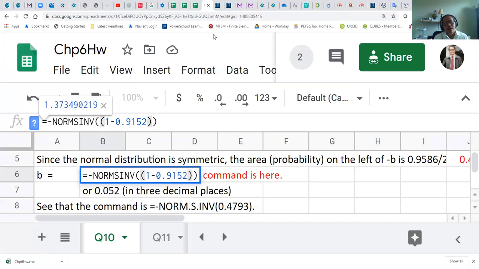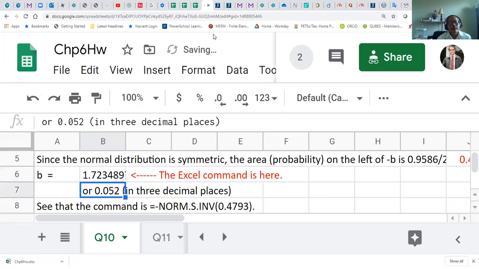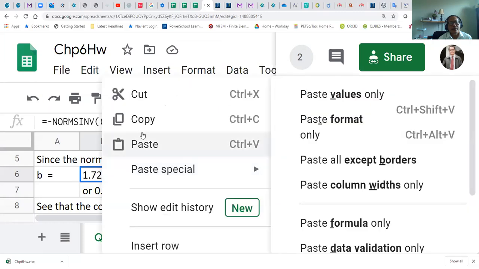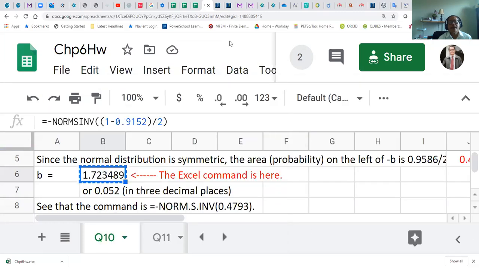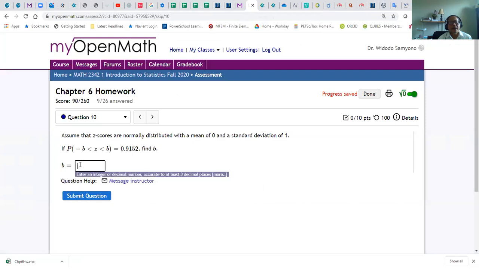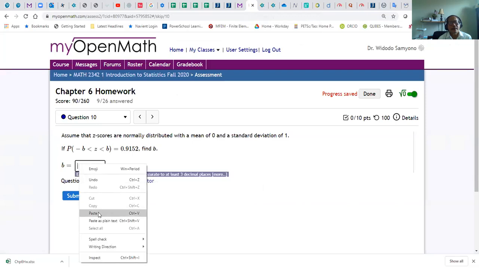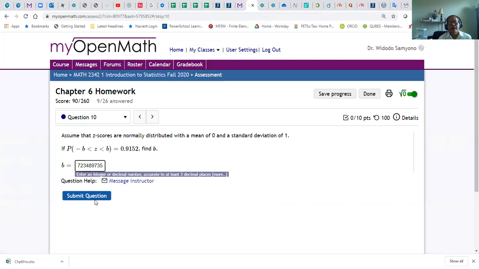But now you're looking for only the area on the left, right? So you need to divide this by 2, okay? And because the number that you get from here will be negative, you need to put a negative sign in the front to make it positive, okay? So this will be your answer for B. Copy and then paste it here, and something like that, right?